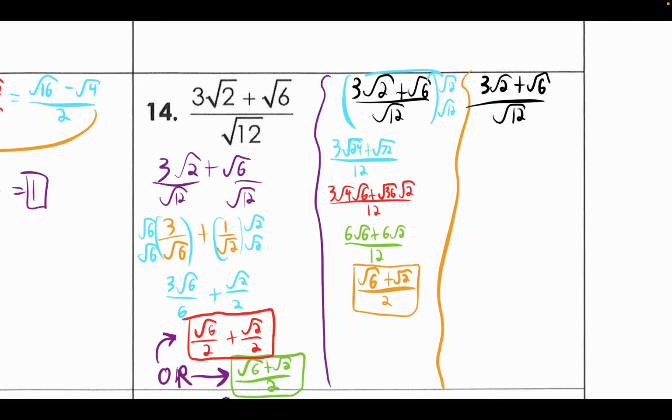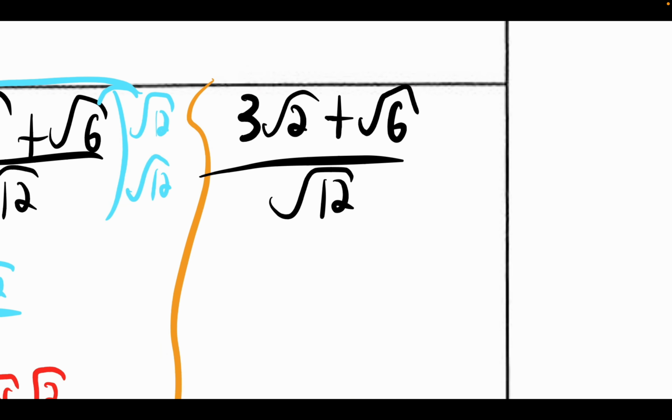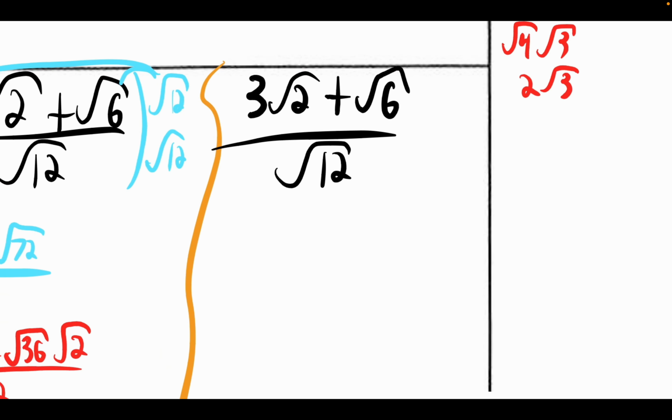So last potential option here. If you have the square root of 12 on the bottom, we can actually simplify the square root of 12. The square root of 12 is the square root of 4 times the square root of 3, which is 2 times the square root of 3. So that gives us 3 times the square root of 2 plus square root 6 over 2 square root 3. And then at this point, you could either split the fraction like we did on the far left initially, or you could leave them as separate fractions, or leave them as the same fraction like we did in the middle, the second thing we did.